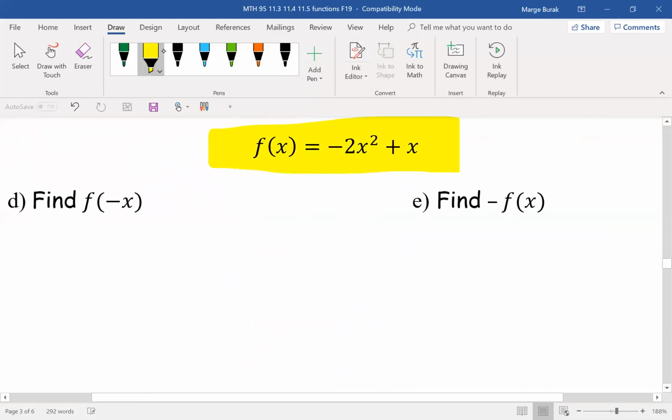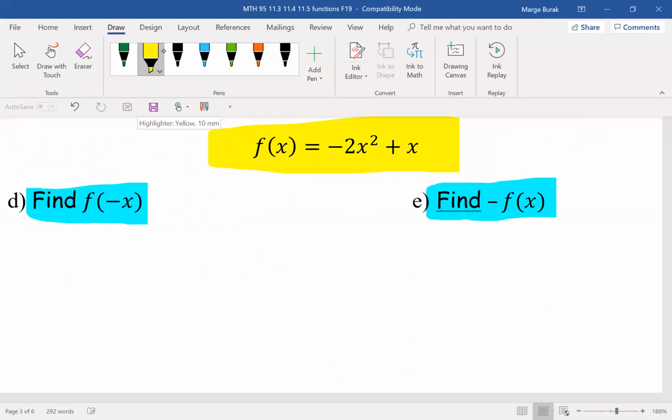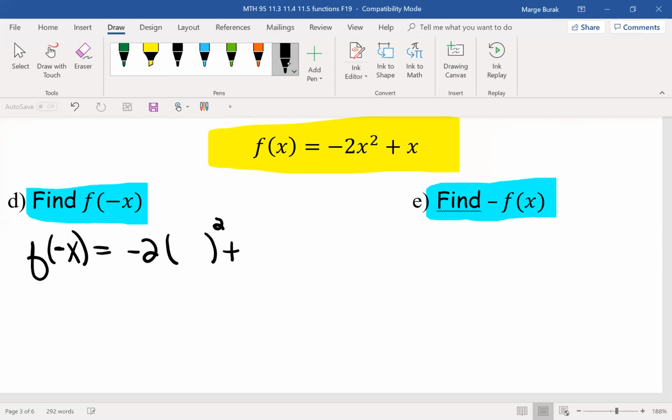Same function. This one says find f of negative x, where the negative is inside. This one says find the negative or the opposite of f of x. These are two different things. So f of negative x means we stick the negative x inside wherever the x is in my function. I leave it blank to show you where I'm going to put it. Whatever the x is, that's what's blank.